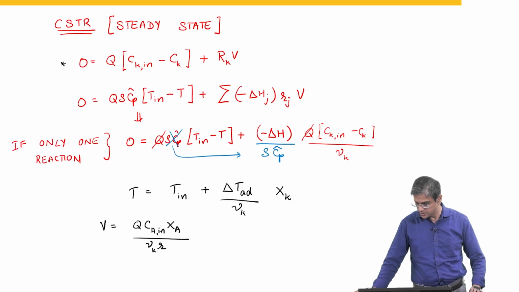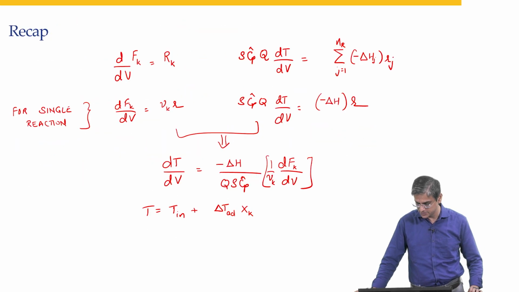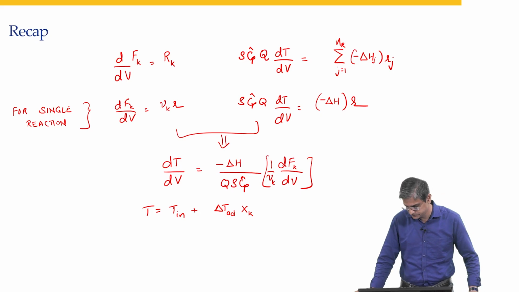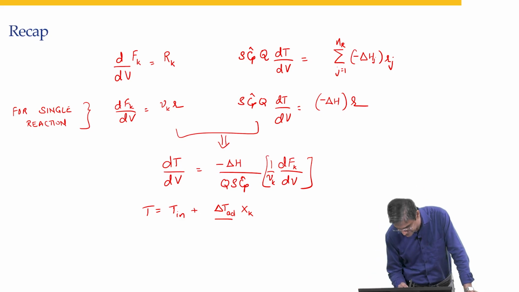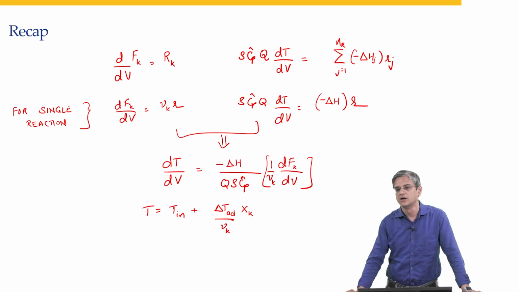So, I do not recall whether nu k will be there or not. Nu k will be there. Yeah. Again, in the definition of delta T, nu k will be there. Okay. So, this is essentially what you are going to get.